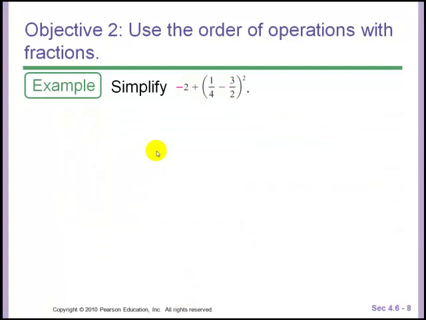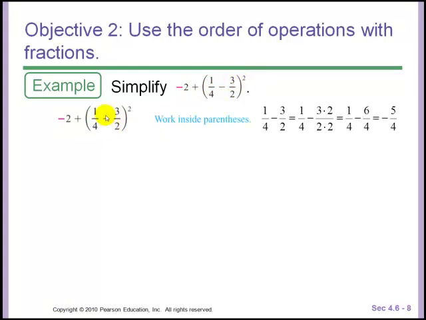Another example. Simplify negative 2 plus parentheses 1/4 minus 3/2 parentheses squared. We will start with our parentheses. 1/4 minus 3/2. The common denominator is 4, so we multiply 3/2 top and bottom by 2. We get 1/4 minus 6/4, which is negative 5/4.